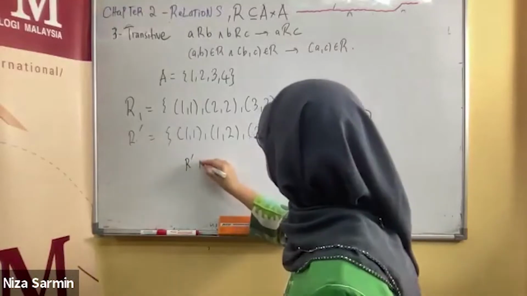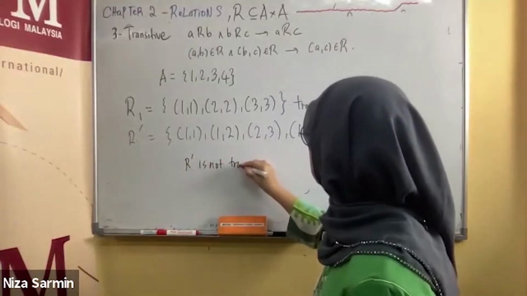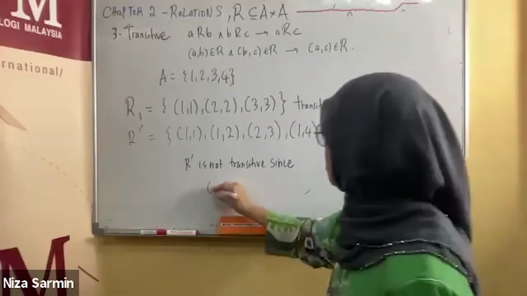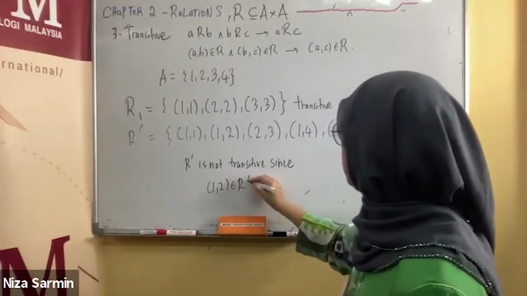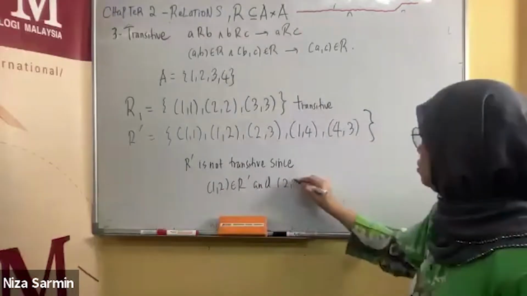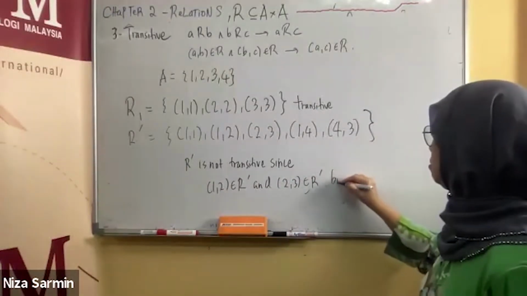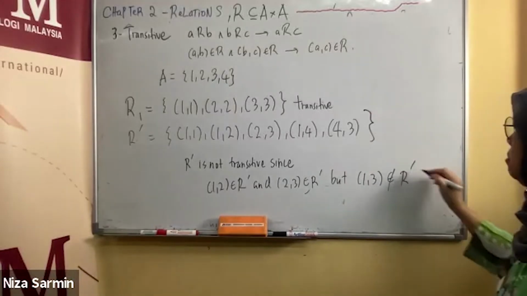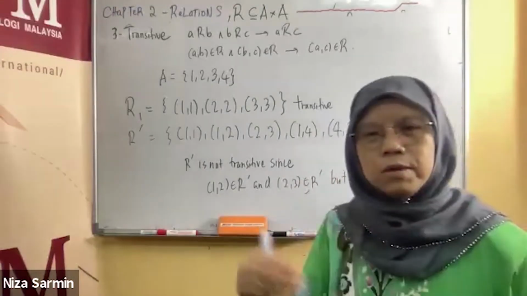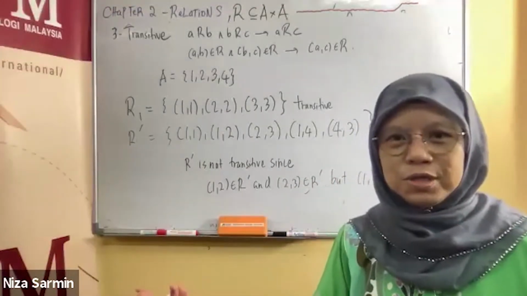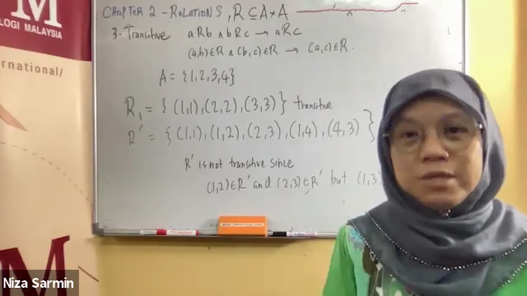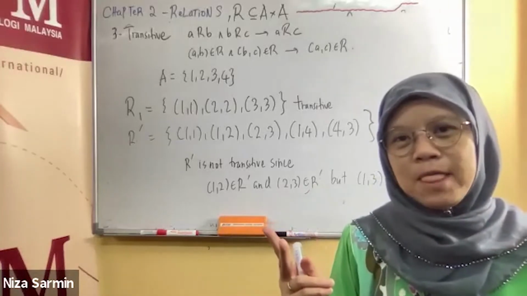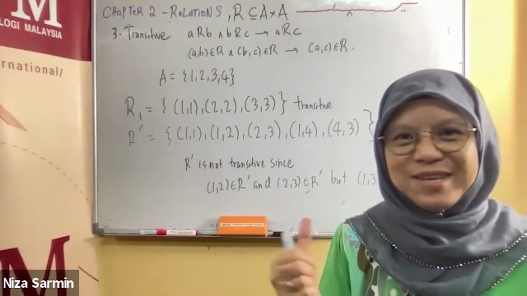So R prime is not transitive since (1, 2) is in R prime and (2, 3) is in R prime, but (1, 3) is not in R prime. That's it. The one before, I added the third pair because I want to show you it can be transitive if we have enough pairs.